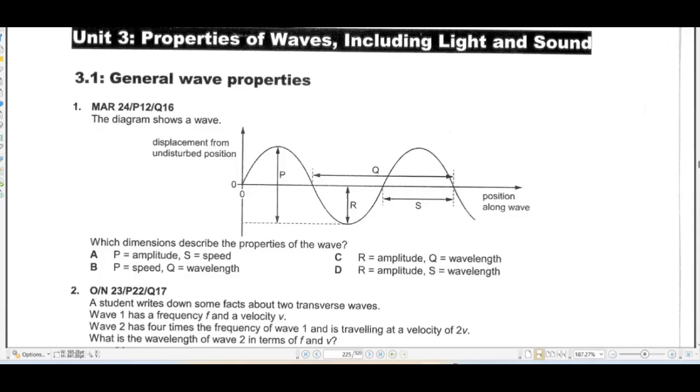Physics 0625. Currently, we are solving the past paper questions of paper 2. And we've started a new topic, which is general properties of waves with light and sound. So today we are going to be doing its topic 3.1, which is general properties of waves.